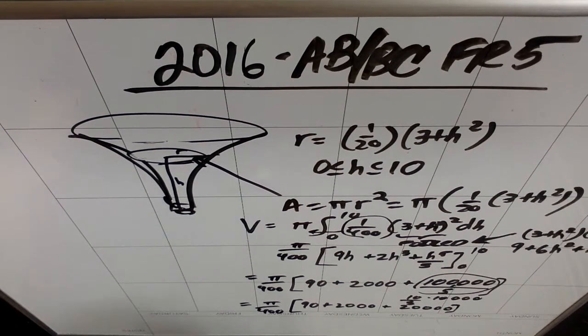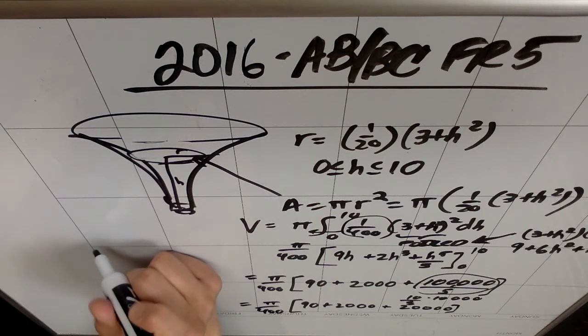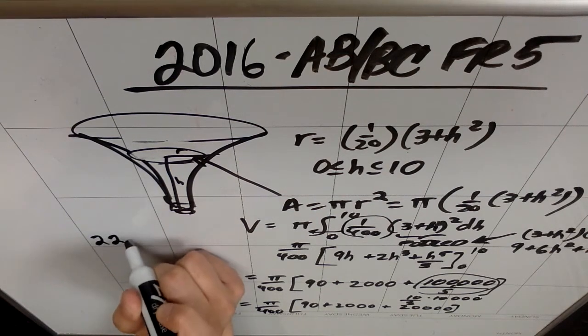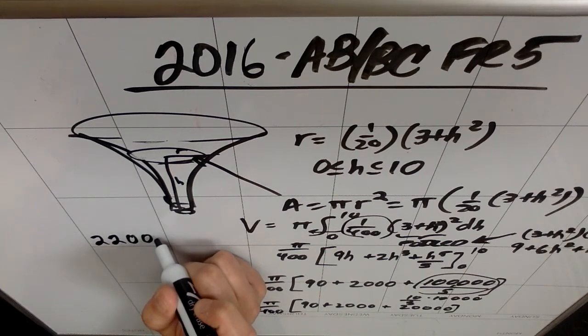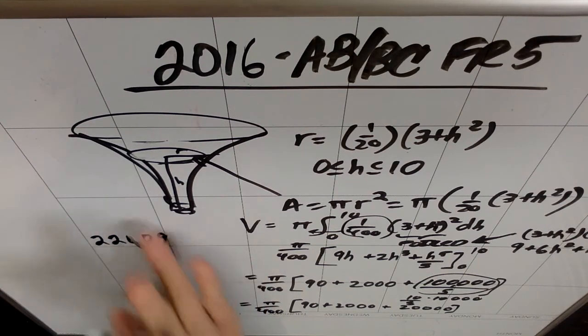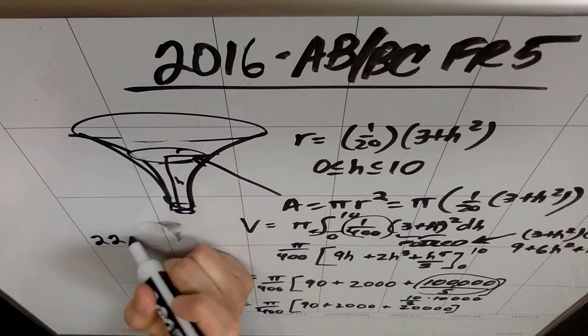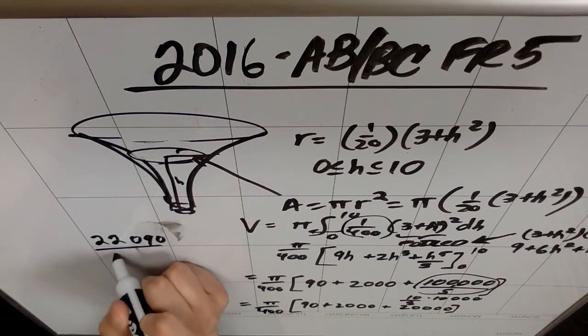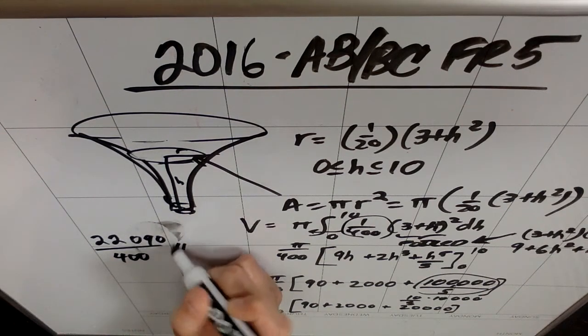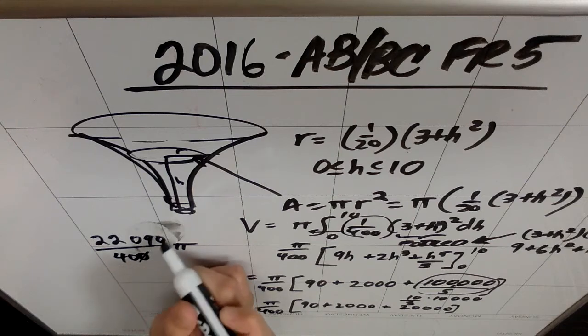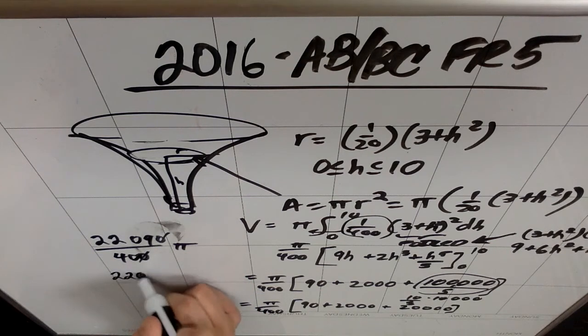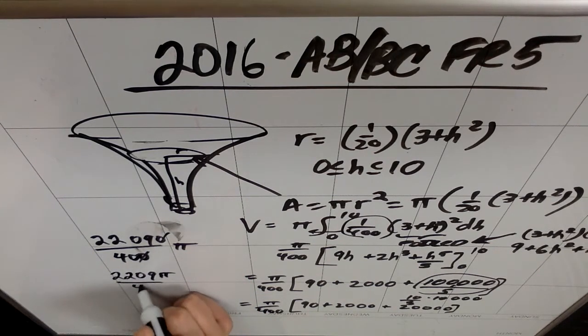Right? So if we come up here, and I get that you're probably not loving this. You're like, oh, that's super fun. So that's 22,090. Sorry, threw in an extra 0 there. All over a 400, and oh hey, it's got a pi, right? So I'd probably cancel a 0 out of that and get 2209 pi over 40.